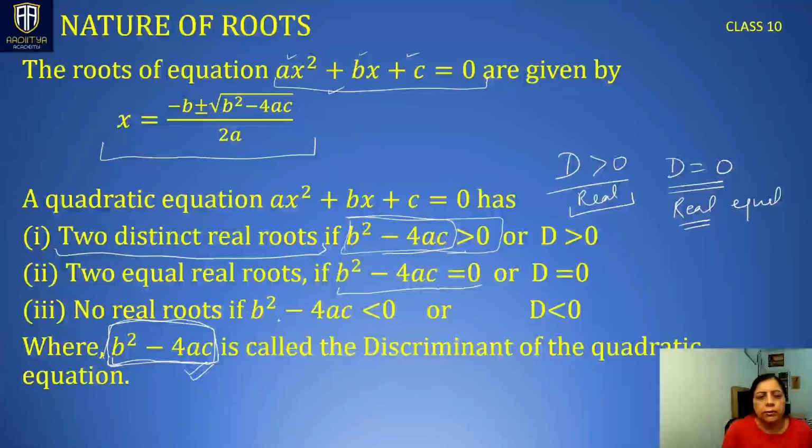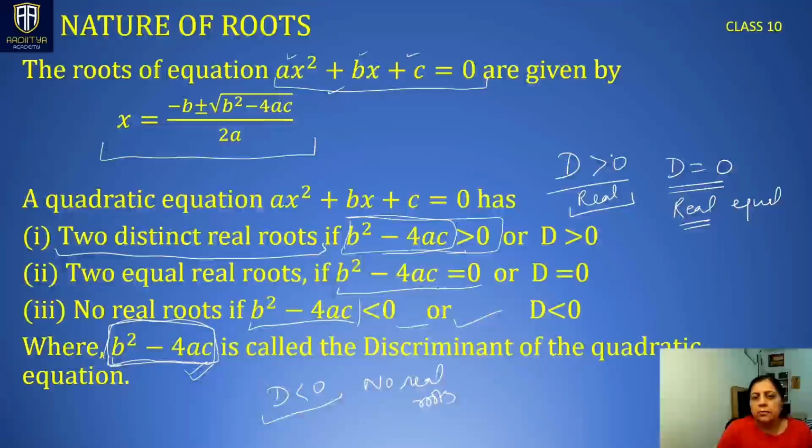And the third one is if the value of discriminant, that means b square minus 4ac, is negative. If d is negative, that means there are no real roots. The roots in this case will be imaginary, and we will be dealing with that in class 11. You will learn complex numbers in continuation from this topic, right? So right now we are concerned with the nature of roots.